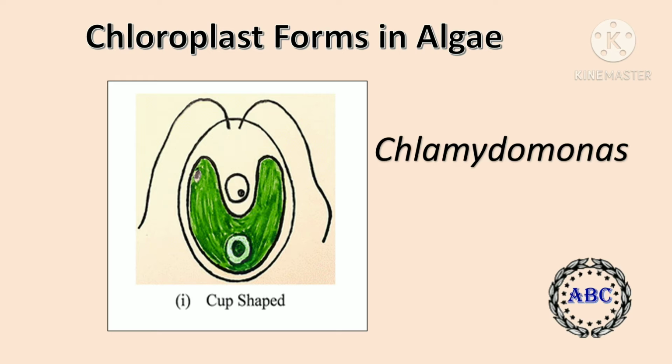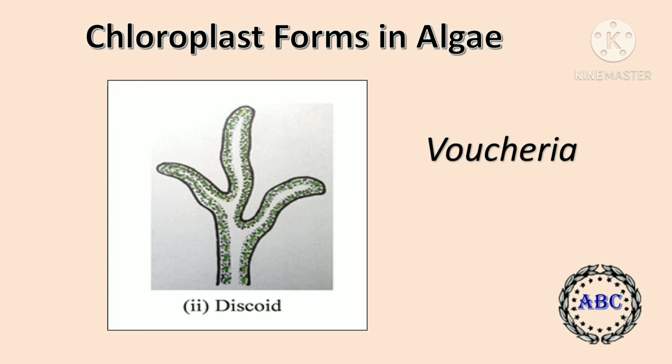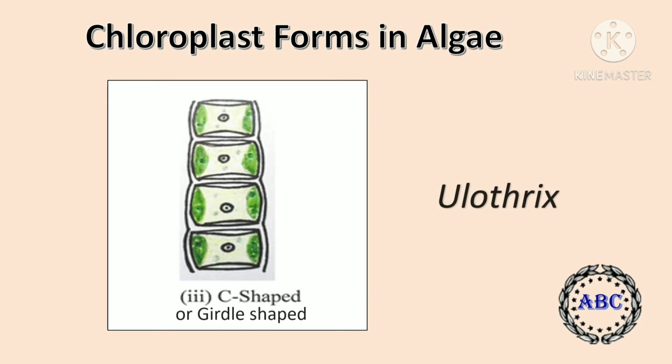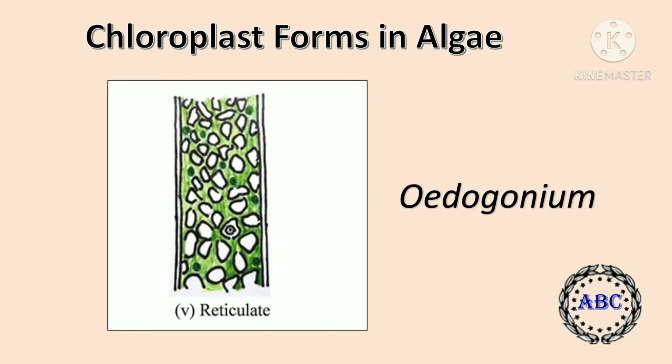First, there is a cup-shaped chloroplast present in Chlamydomonas. In Vaucheria, the chloroplast shows a discoid shape. In Ulothrix, it shows a C-shaped, or girdle-shaped, chloroplast. In Volvox, it shows a rib type of chloroplast. In Oedogonium, it shows a mesh-like structure, which is called a reticulate type of chloroplast.